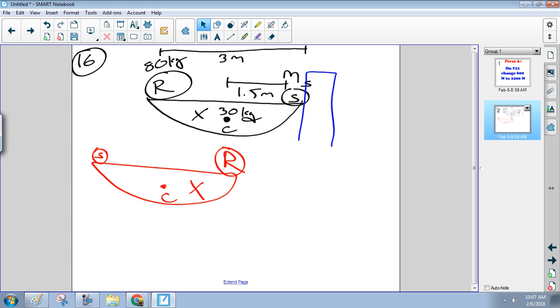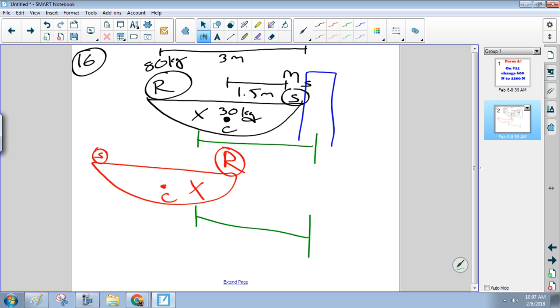Which way did the boat move? To the left. Does that make sense? So in other words, whatever this distance is has to remain constant.